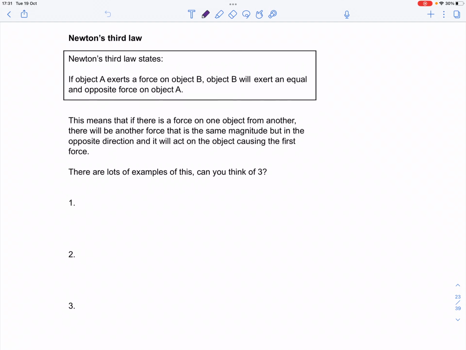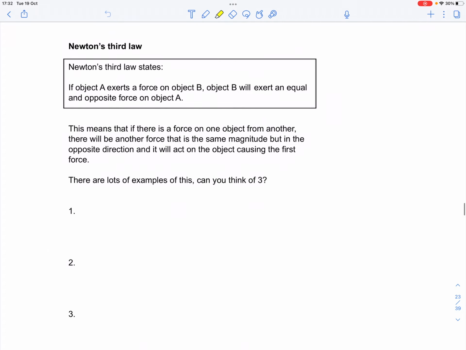Newton's third law is all about two objects and how they interact with each other and exert forces on each other. Newton said that forces always come in pairs, and whenever one object exerts a force on a second object, the second object will also exert a force on the first object. And more importantly than that, perhaps, those forces will be equal in magnitude and opposite in direction. And that is basically our starting point for Newton's third law.